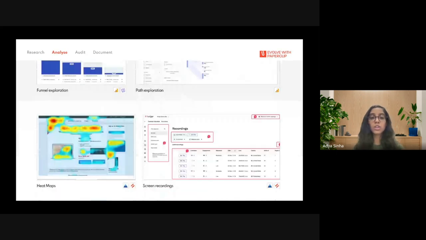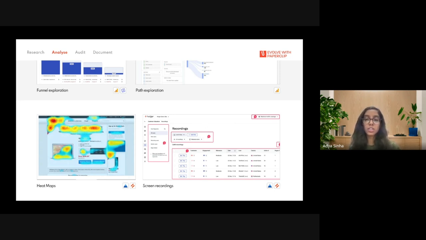Now, looking further into another section of the analytical tools, there are heat maps, which are available in MS Clarity and Hotjar. They help us figure out the top clicks on different pages, and also discover rage clicks, dead clicks, and misclicks. They also help us identify up to what point of the product page users are scrolling. And lastly, one of the most important sections to consider is screen recordings.